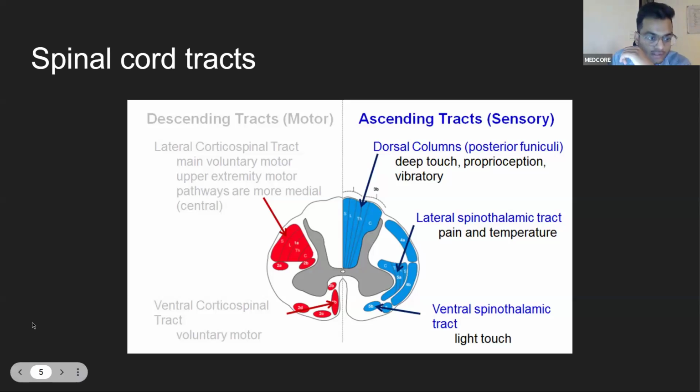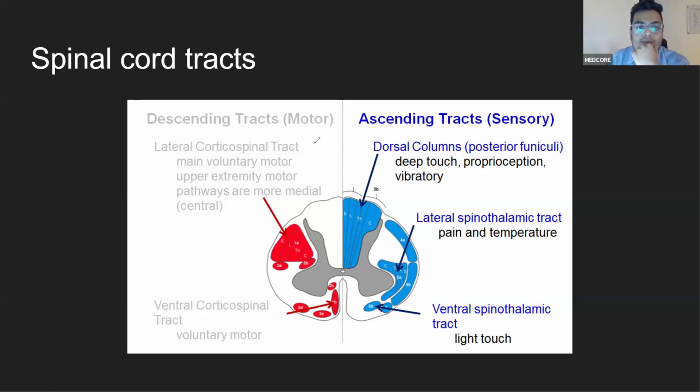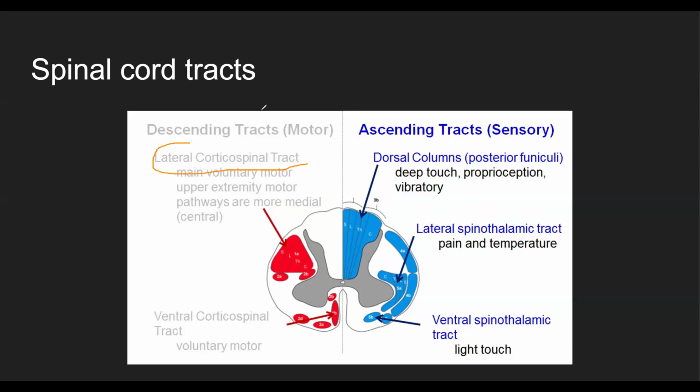I just want to know if I can just let me know if a pointer is visible. Is this visible? Neha ma'am, is this visible? Yes. Okay, very well.